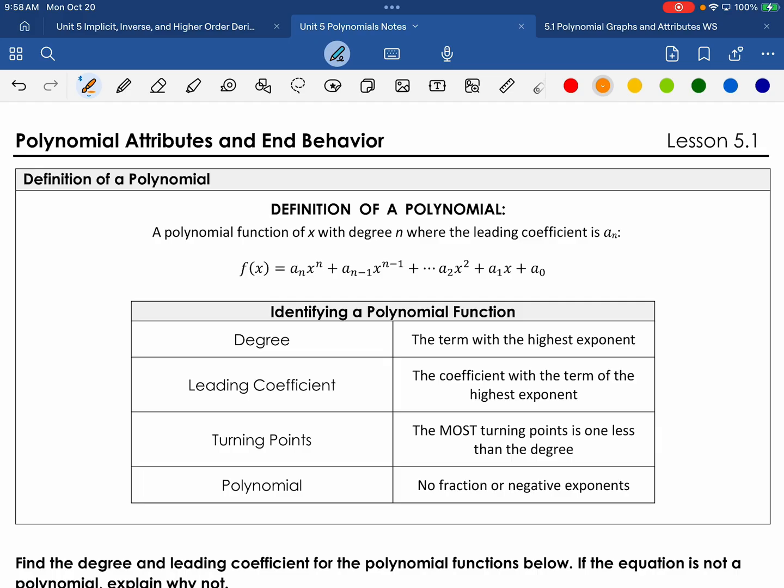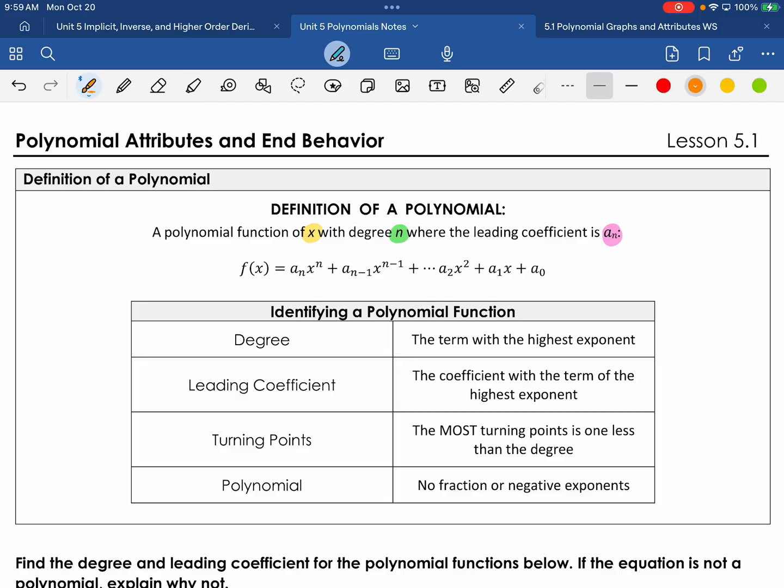So what this means is, I have the variable x in my equation. My exponents are a regular old number. And then my coefficients are going to be just anything in the front, any number in the front.